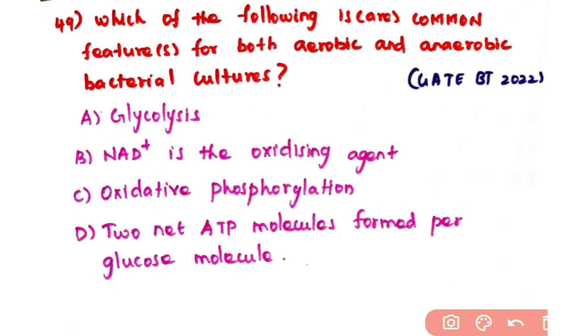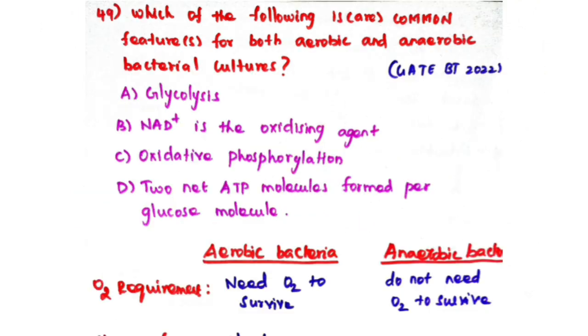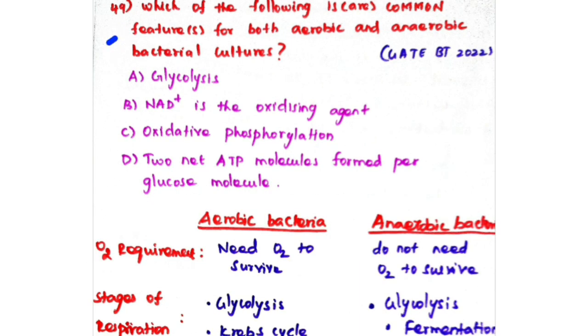Next question, which of the following are common features for both aerobic and anaerobic bacterial cultures? First, let's see what aerobic and anaerobic bacteria are. Aerobic bacteria need oxygen to survive, whereas anaerobic bacteria do not need oxygen to survive. In the question they are asking, what are the common features of aerobic and anaerobic bacterial culture.